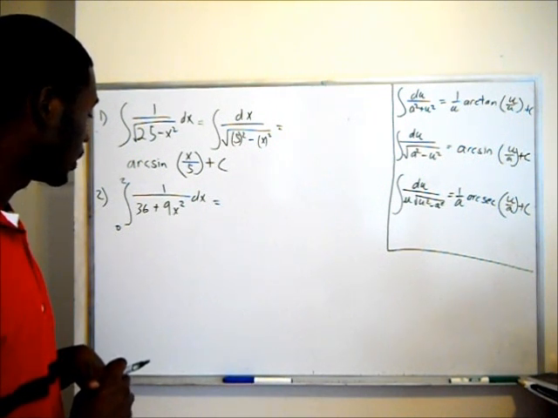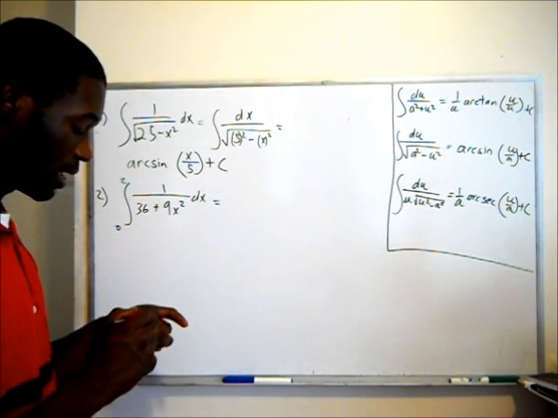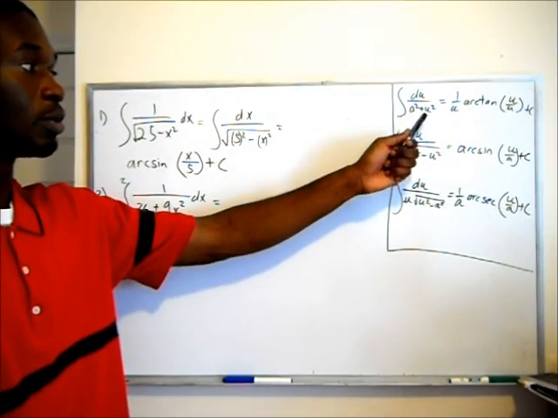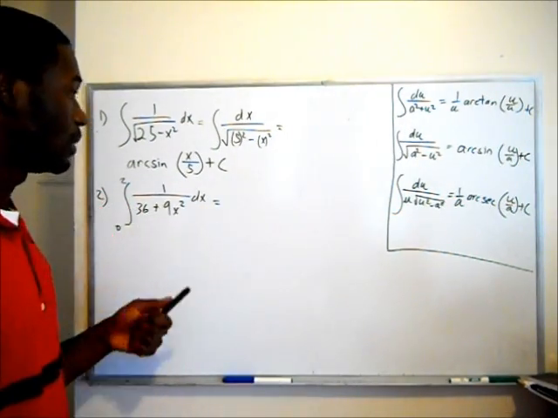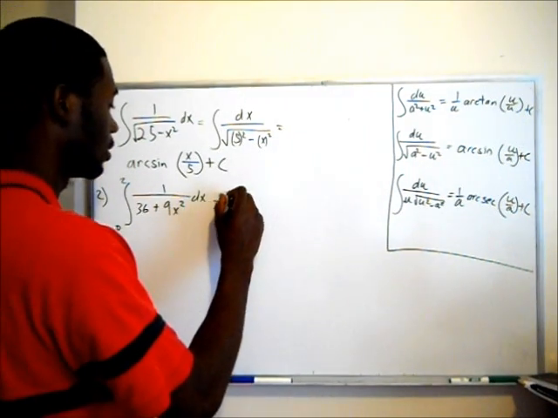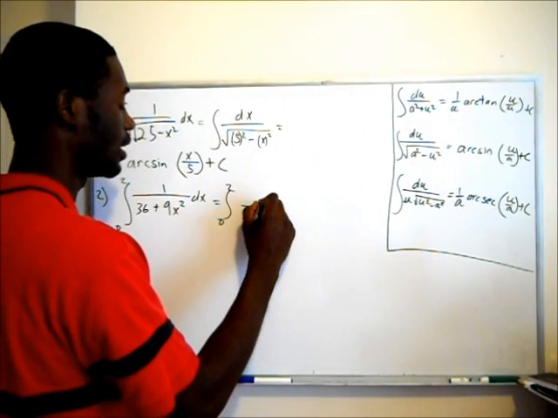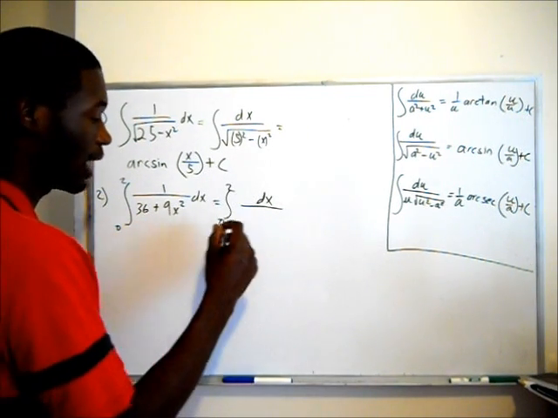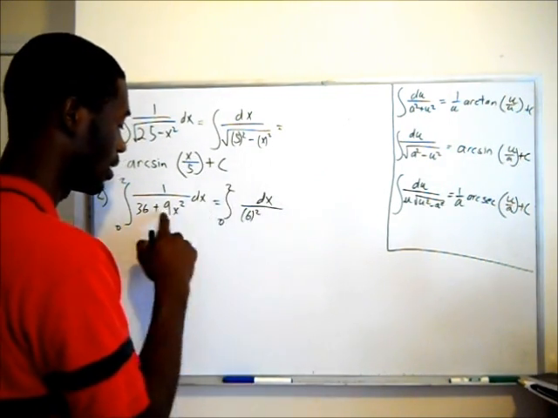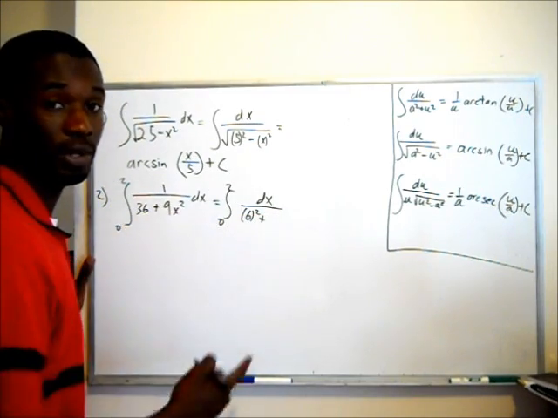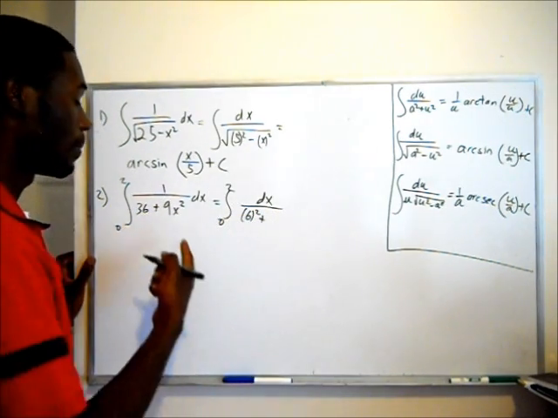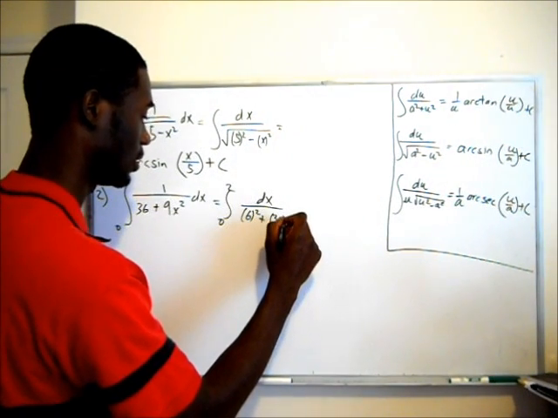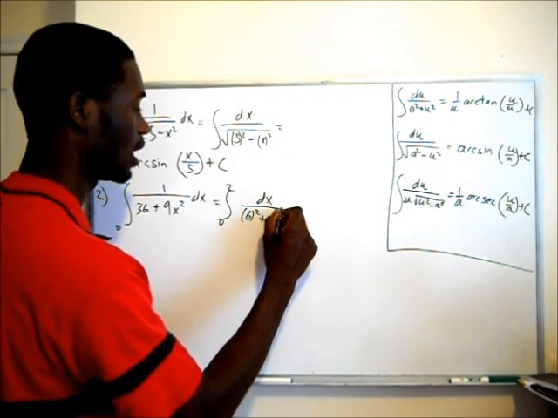So what I'm going to do is try and find out what my a is and what my u is. A is supposed to be a number being squared. U is supposed to be the function that's being squared. So I'm going to write it like this. So 36 would be my a squared, so my a has to be 6 squared. Now my 9x squared is going to be my u squared, because that's the function. But I don't want u squared, I just want u. So that's going to be 3x. And then you got to put the square.